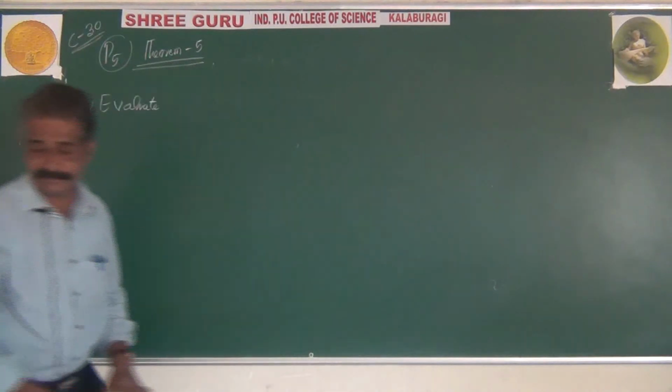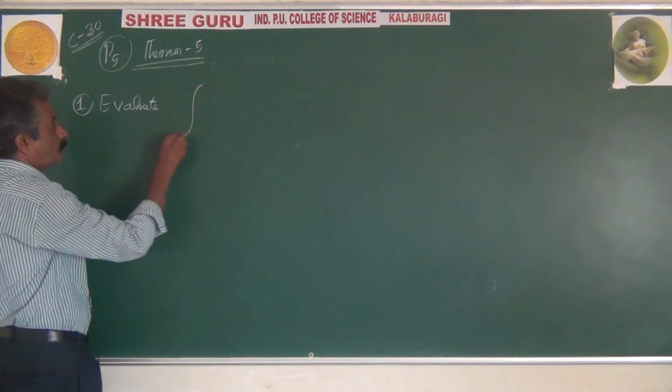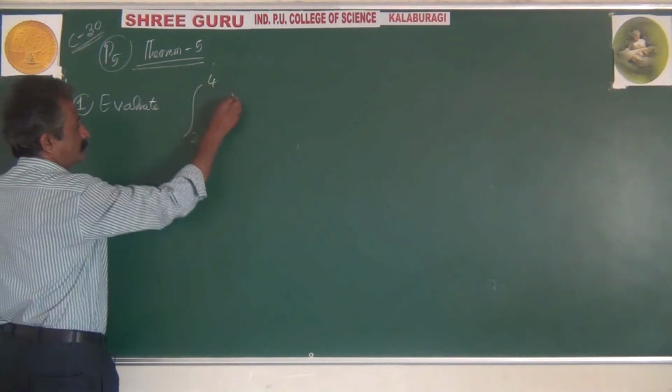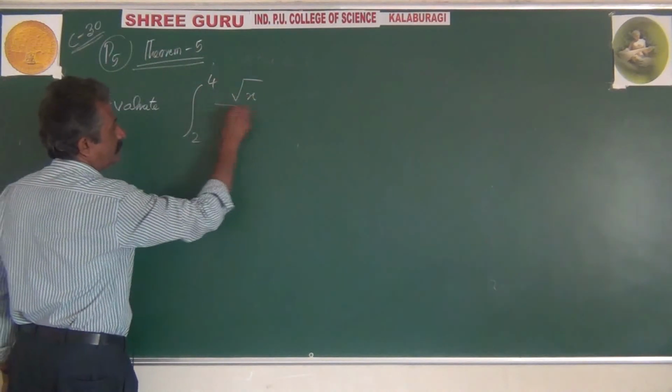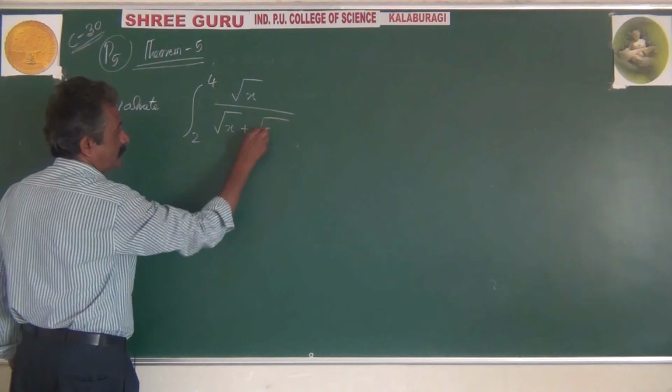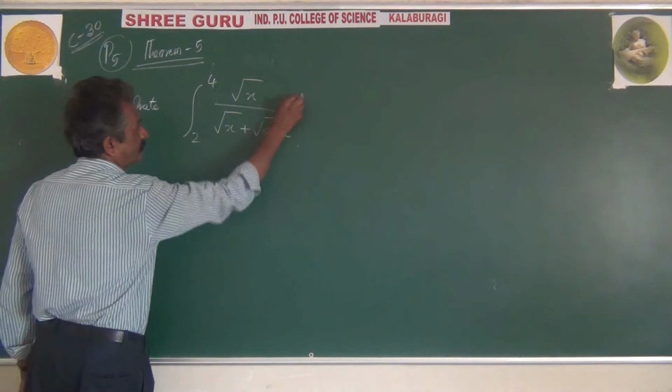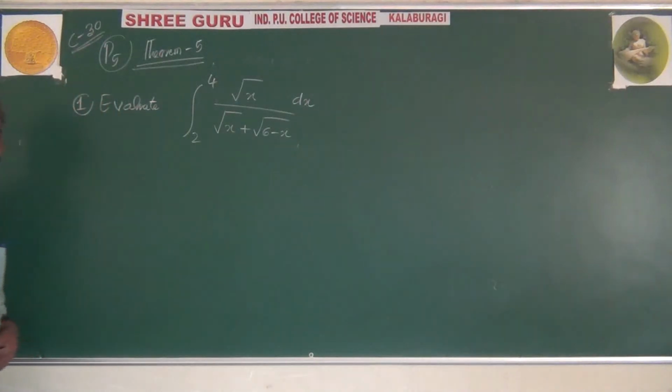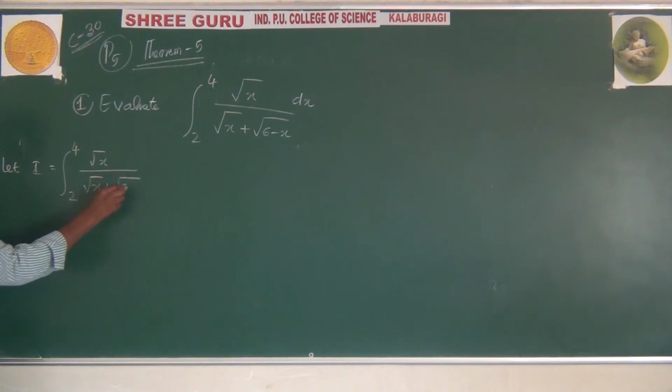First problem, find or evaluate integration 2 to 4 square root of x divided by square root of x plus square root of 6 minus x. Start from I. Solution. Let I equal to integration 2 to 4 square root of x by square root of x plus square root of 6 minus x.